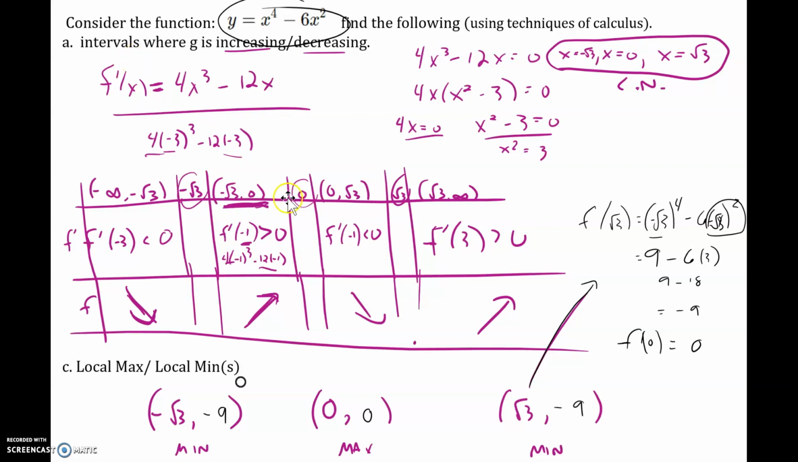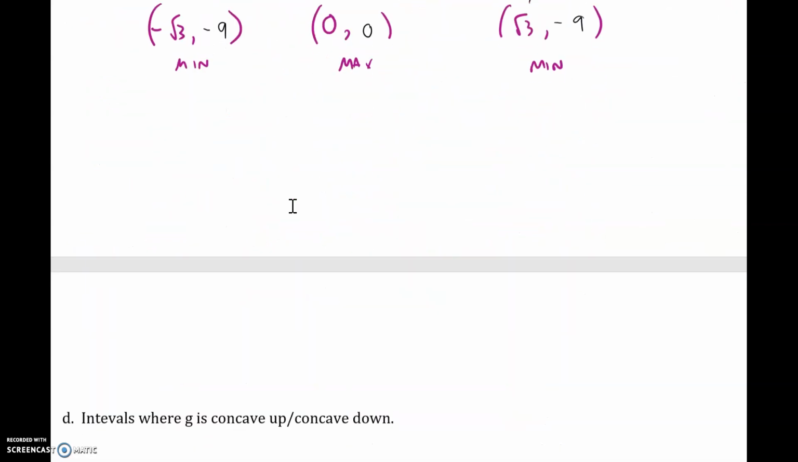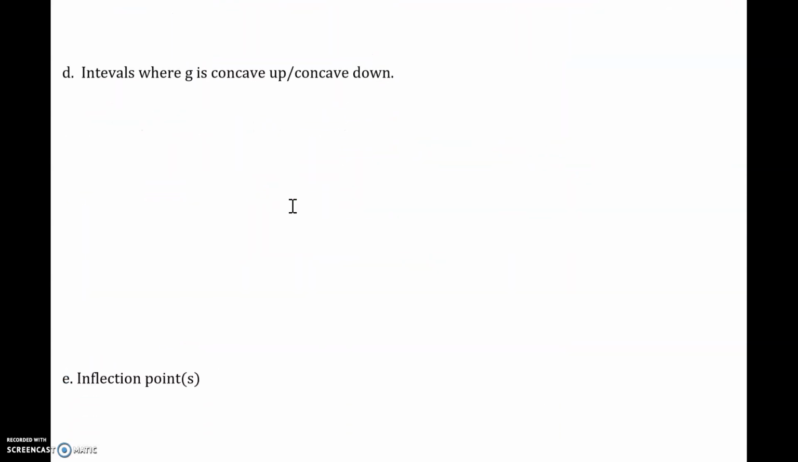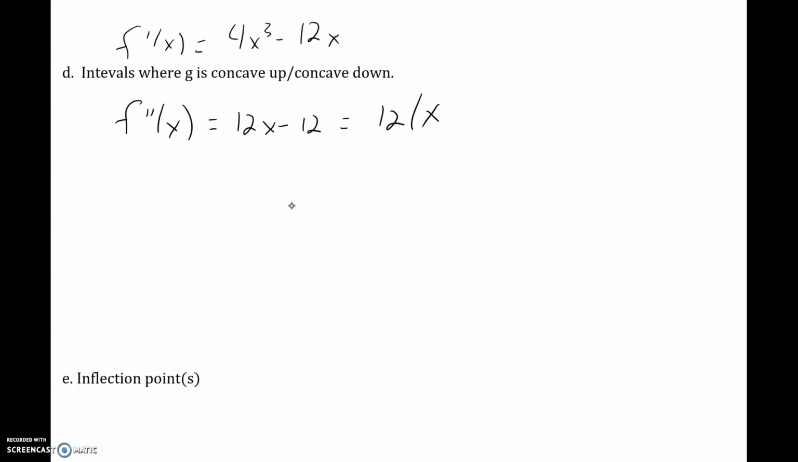Okay, so I have 3 points on my curve and intervals where my function's increasing and decreasing. What else do I need to know? Concave up, concave down. That means I need the second derivative. f double prime of x is equal to, now the first derivative, let me write it down, was 4x cubed minus 12x, which means the second derivative is 12x squared minus 12, or factor out the 12, x squared minus 1.